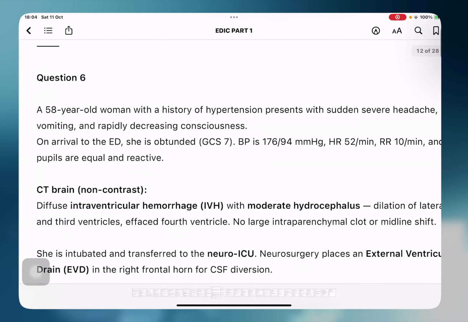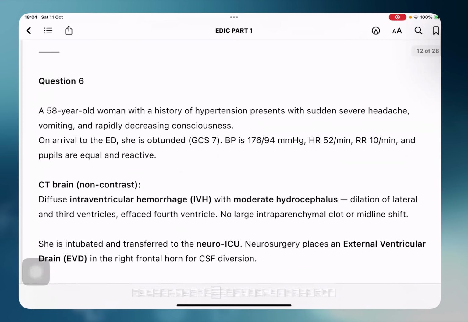All right, next question. A 58-year-old woman with a history of hypertension, sudden severe headache, vomiting, and rapidly decreasing consciousness comes to the emergency department with a GCS of 7, blood pressure of 176 by 94, heart rate of 52, respiration of 10, and pupils equal and reactive. CT head shows a diffuse intraventricular hemorrhage with moderate hydrocephalus, dilatation of lateral and third ventricles, effaced fourth ventricle. There is no large intraparenchymal clot or any midline shift.